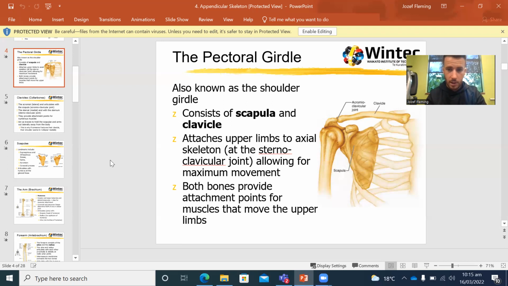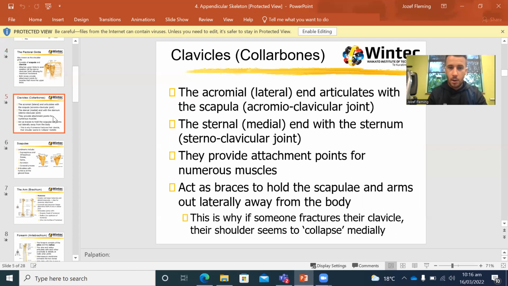That area is called the acromioclavicular joint because, as we'll go through in a second, the landmark on top of the scapula, this area at the top, is called our acromion. And then obviously we have our clavicle. The acromial, or the lateral end, articulates with the scapula to make the AC joint. The sternal, or medial end, is the sternoclavicular joint, the one that we just talked about, where it connects to the sternum.